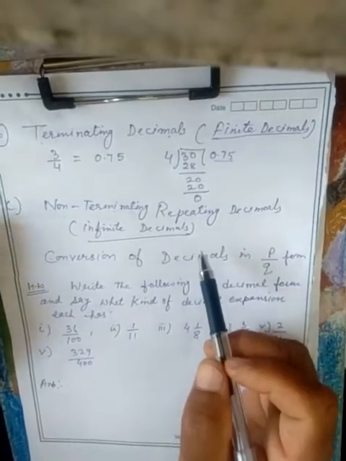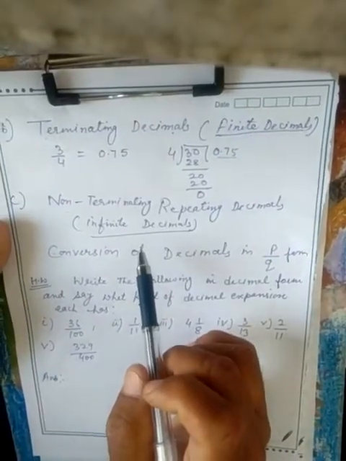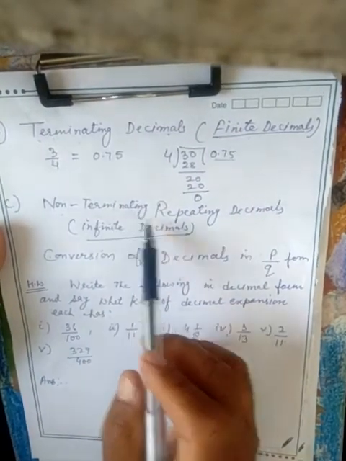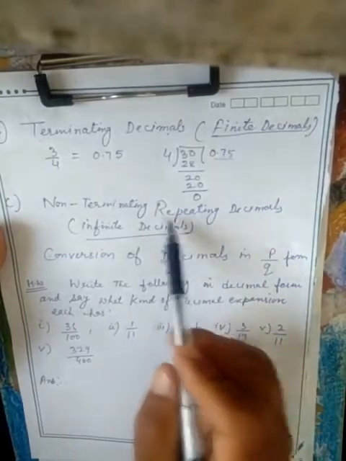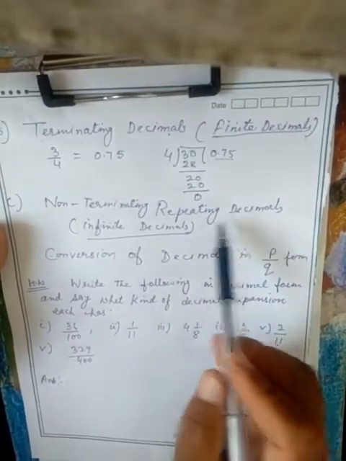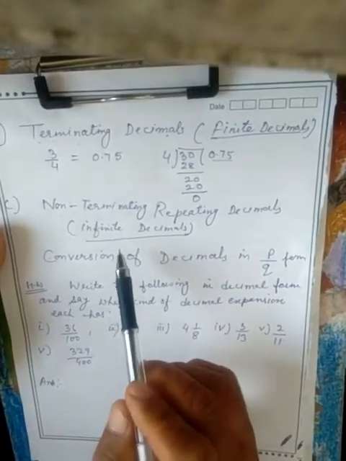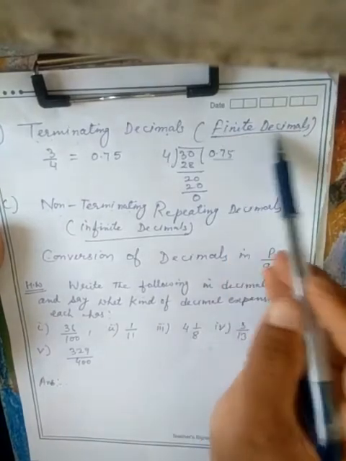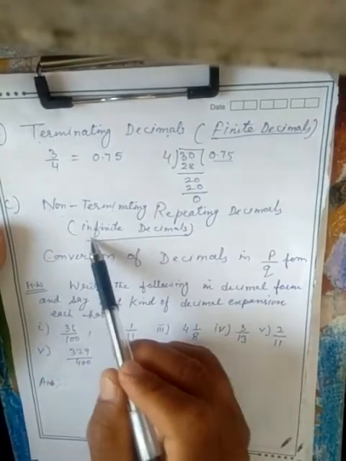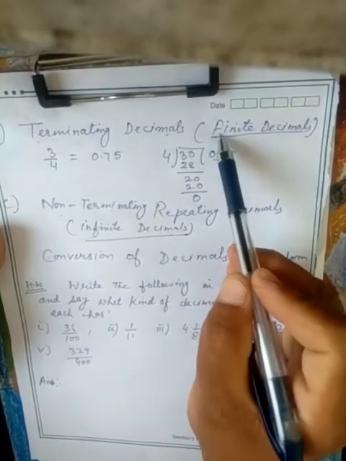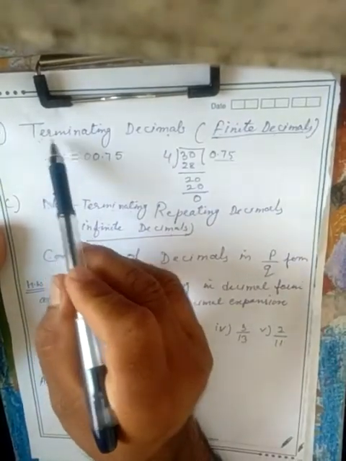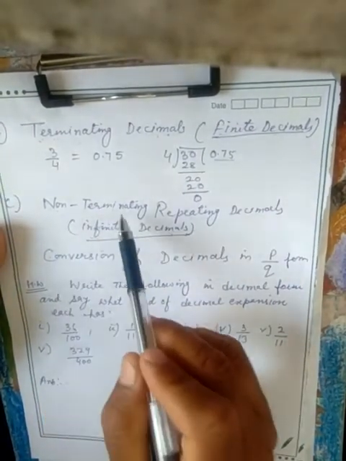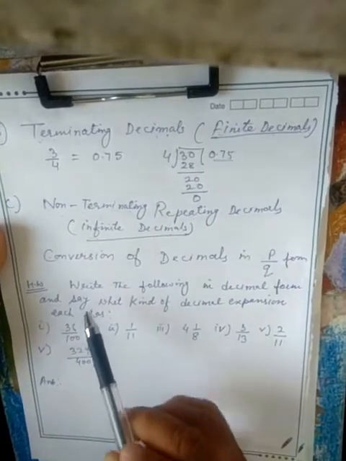So a rational number has two types of decimal expansion: one is terminating and another is non-terminating but repeating decimal, because the digits after the decimal in your quotient are repeating. So there are two types of decimal expansion for a rational number. In one case you get finite decimals and in another case you get infinite decimals. When you get finite decimals, you can say that it is a terminating decimal, and when you get infinite decimals, then it is known as non-terminating repeating decimals.